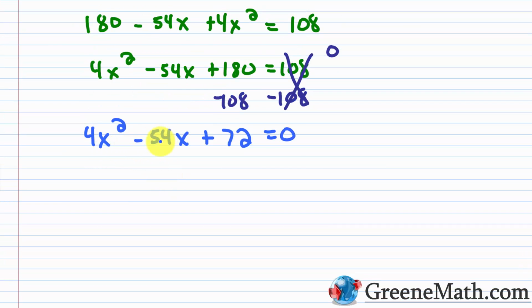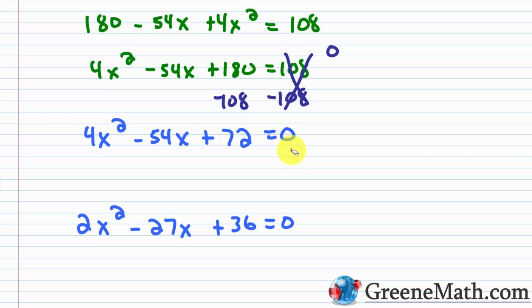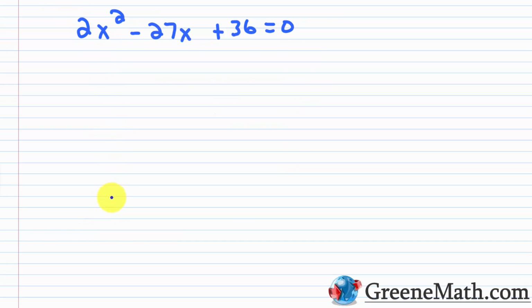You can divide each part here by 2. Okay, that's going to give you smaller numbers to work with. So if I divide this by 2, this by 2, this by 2, and this by 2, I'm going to get 2x squared minus 27x plus 36 equals 0. That's just something I did to give us smaller numbers to work with. Again, completely optional. All right, so now let's use our quadratic formula.